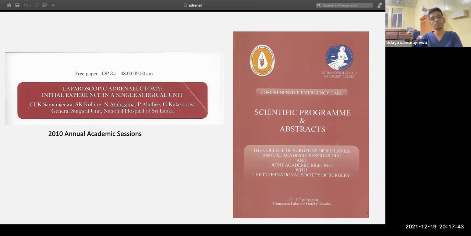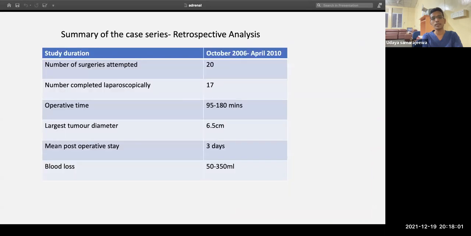At that time, we were busy and actually involved in preparing the patients with pheochromocytomas and all these functional tumors, and we helped and assisted our consultant with these procedures. If I present some of the summary of the first paper, from October 2006 to April 2010, the number of surgeries attempted by the unit was 20.